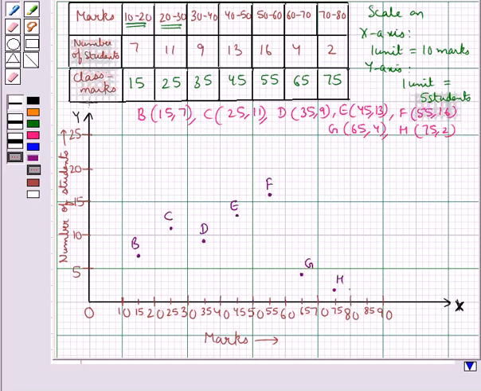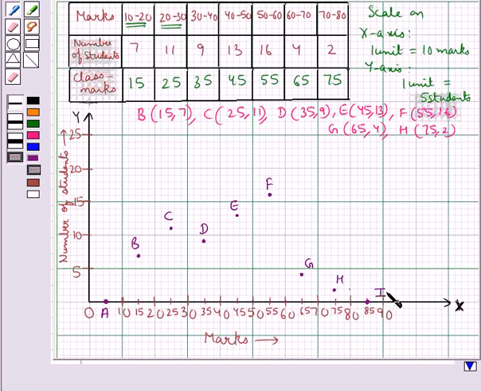As you can see, we have marked the points B, C, D, E, F, G, H. We also have the interval 0 to 10 before the interval 10 to 20 with zero frequency. The class mark for this interval would be 5, and we mark this point as A. Next we have the interval 80 to 90, after the class interval 70 to 80, which has zero frequency. The class mark for this interval is 85, and we mark this point as I.